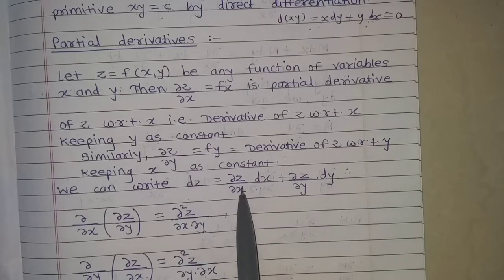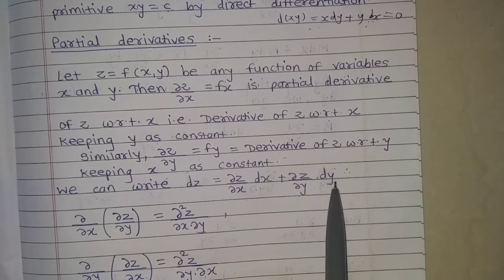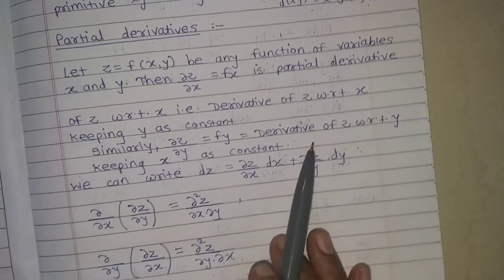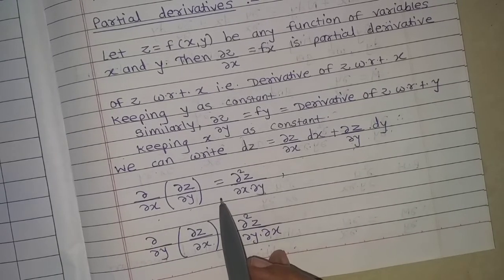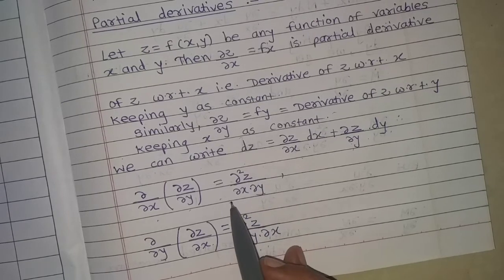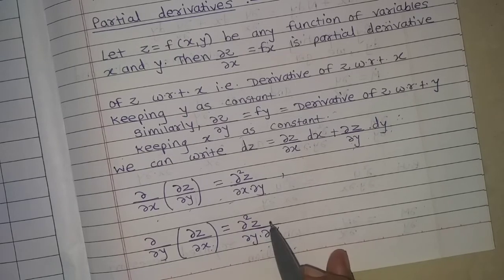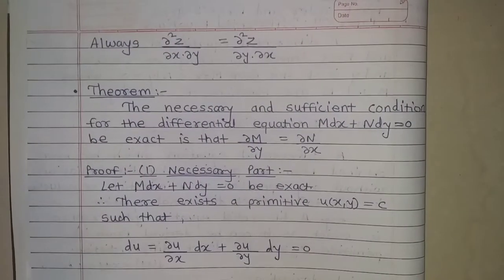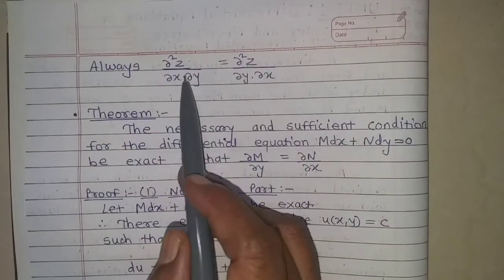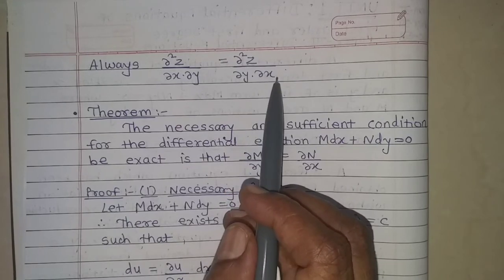We can write dz equal to del z by del x dx plus del z by del y dy. Now, del by del x of del z by del y equal to del 2z by del x del y, and del by del y of del z by del x equal to del 2z by del y del x. Always del 2z by del x del y equal to del 2z by del y del x.